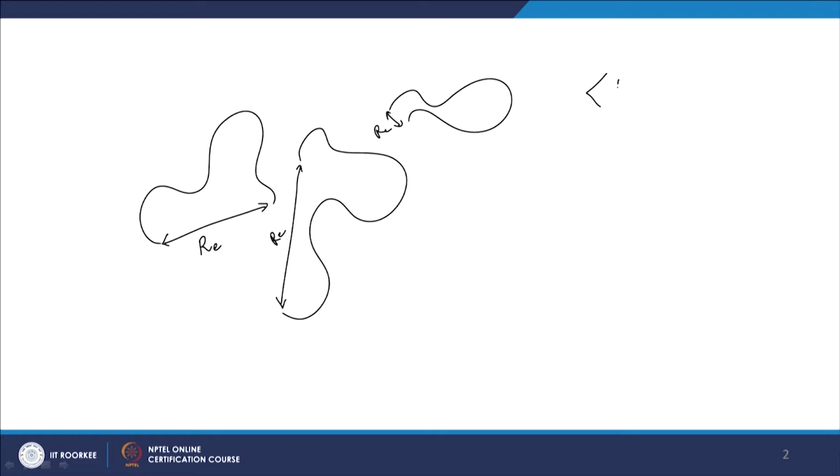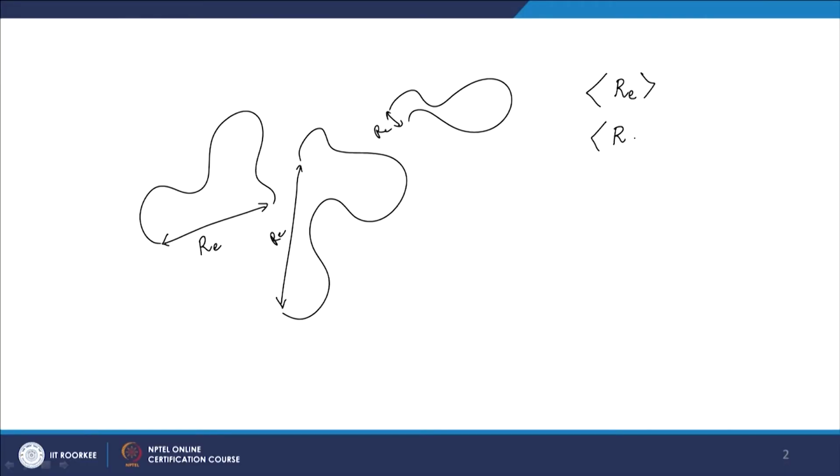So, what we will try to find out is the mean end-to-end distance, and I will show you that in these models the mean end-to-end distance becomes 0. So, what is more important is the squared mean of the end-to-end distance. Okay, so we will try to find this particular quantity.